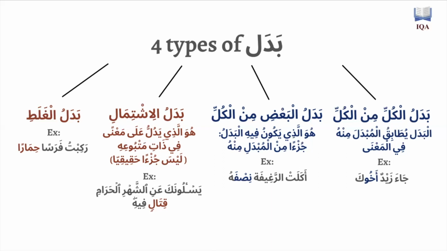So نفسه is obviously only a part of the totality of a raghifa, a piece of bread. Then the third type of badal is badal ishtimal. بدل الاشتمال وهو الذي يدل على معنى في ذات متبوعه أي ليس جزءا حقيقيا. بدل الاشتمال is very similar to the one we mentioned here, بدل بعض من كل, but it's slightly different because this is when the بدل is indicating a meaning that is found in the مبدل منه. It's not a part of it.